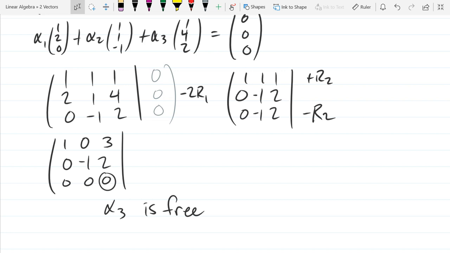Any row operation questions, you should get alpha 3 is free. What does a free variable mean when it comes to the number of solutions? How many solutions do we have to the system? Infinite. So do we have more than one solution? Yes, we have a lot more than one solution. All I needed was two or more. So we already knew the zero solution, the trivial one, was going to work. If I get one more solution, I know I have dependence. So guess what? I have infinite more solutions.